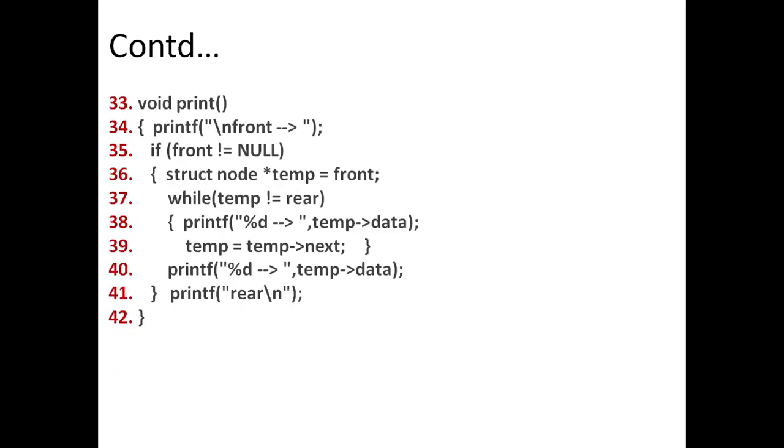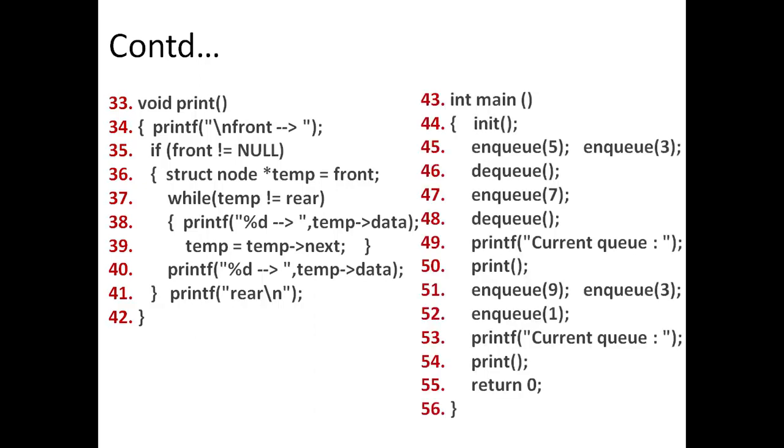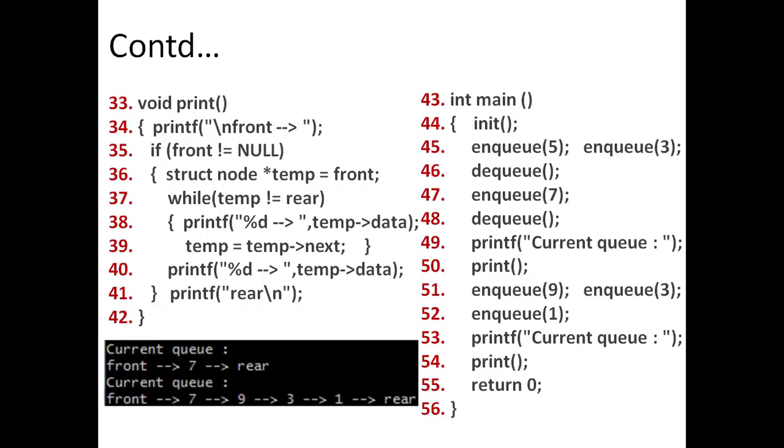Lastly, we have a function to display all the elements present in the queue. Here we have not implemented the size operation and the operation to read the element present at the front of the queue. Then again we have to call the implemented operations within the main function, and the corresponding output is also shown here in the slide.